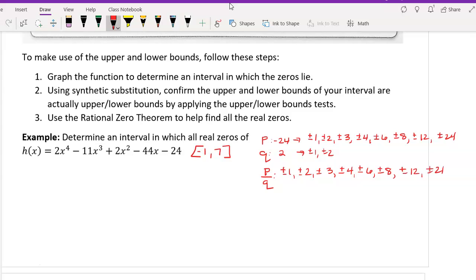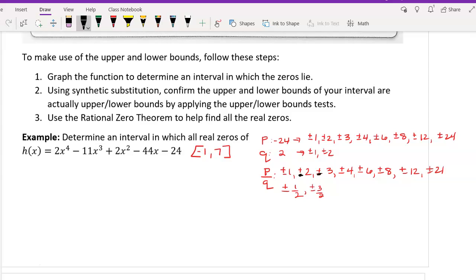That was all of our p's over our first q. And now all of our p's over our second q give us plus or minus 1/2. And then we have 2 over 2, which is 1, plus or minus 3/2, and then plus or minus 4 over 2, which is 2, 6 over 2, which is 3, 8 over 2, which is 4, 12 over 2, which is 6, and 24 over 2, which is 12. All right, but we know we only need values between -1 and +7.